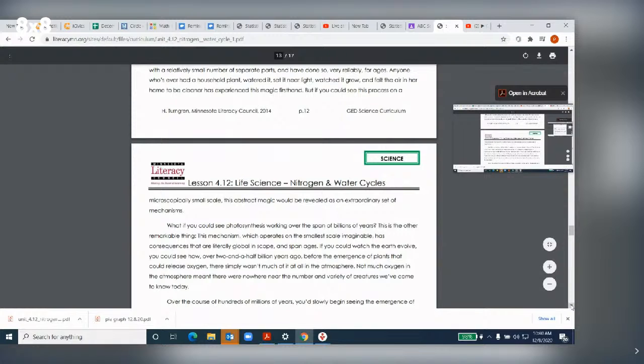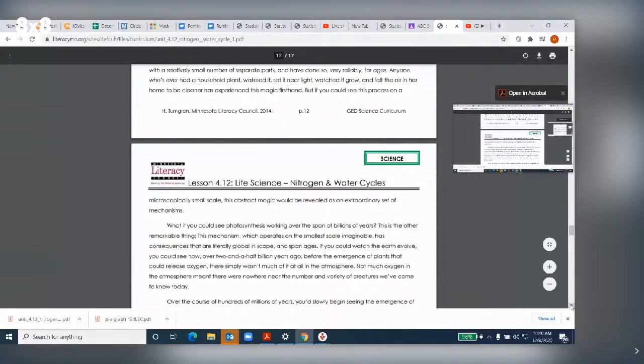And then this next one says, what if you could see photosynthesis working over a span of billions of years? This is the other remarkable thing. This mechanism, which operates on a scale small beyond imagining, has consequences that are literally global in scope and span ages. If you could watch the Earth evolve, you could see how over 2.5 billion years ago, before the emergence of plants that could release oxygen, there simply wasn't much oxygen in the atmosphere at all.